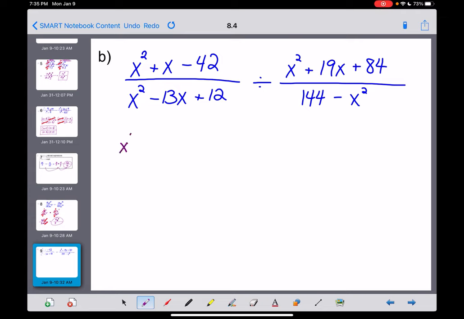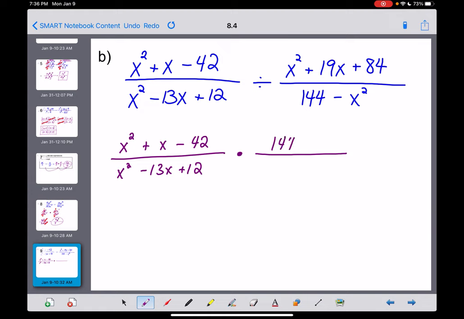The first fraction stays the same, x squared plus x minus 42, all over x squared minus 13x plus 12. Now we'll change the division into multiplication, and we'll reciprocate the second fraction. 144 minus x squared all over x squared plus 19x plus 84. So let's knock the easy stuff out here first, guys. We change division now into multiplication.